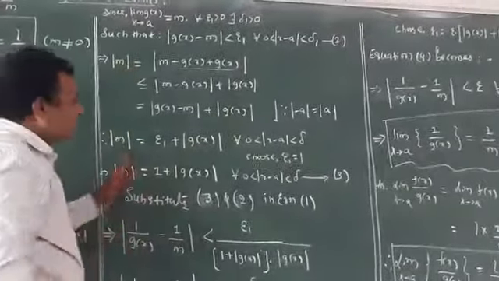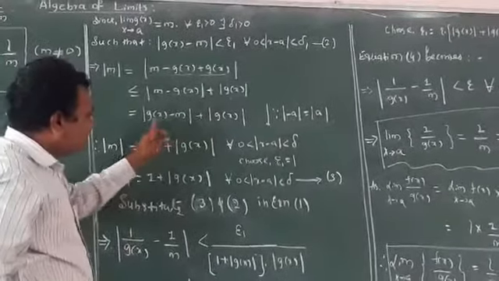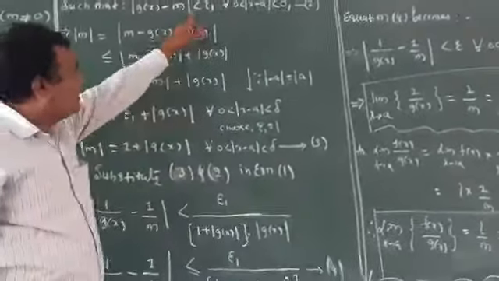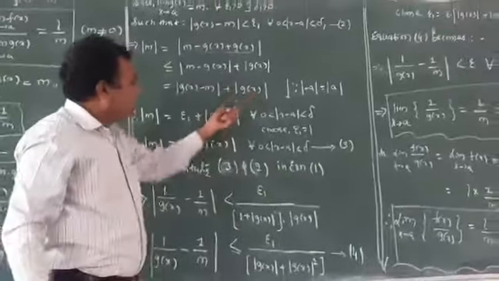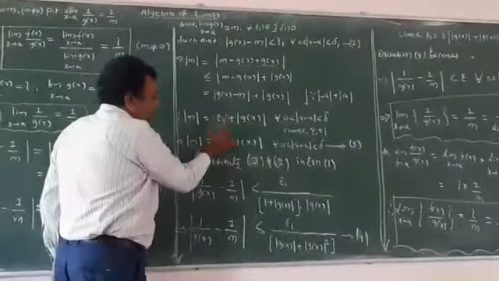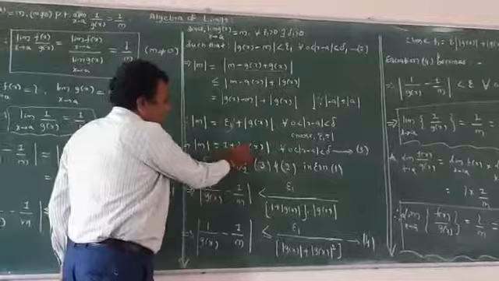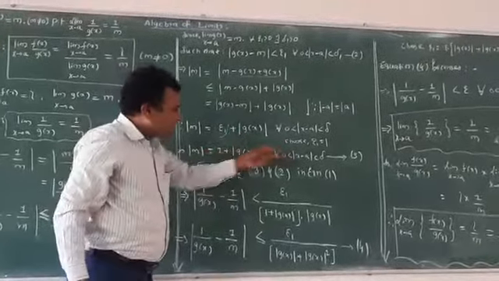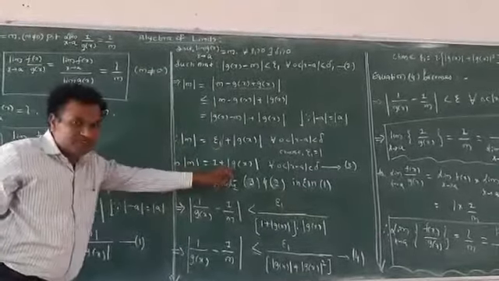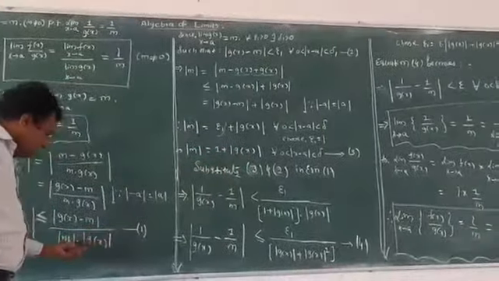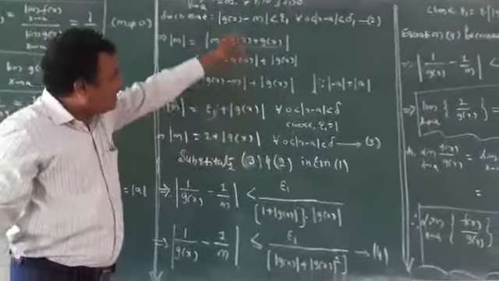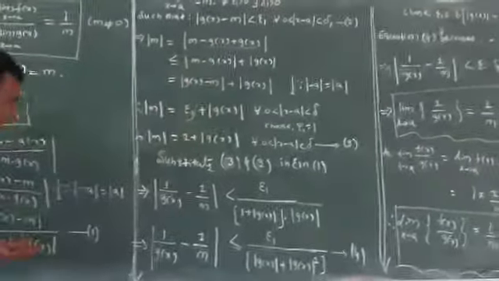Therefore, modulus of m is, we are considering this modulus of g of x minus m, that is epsilon 1. That is epsilon 1 plus modulus of g of x. Choose this epsilon 1 value as 1, so it becomes 1 plus modulus of g of x. Call this equation number 3. So this is modulus of m equals 1 plus modulus of g of x. That value we have to substitute in modulus of m. Substituting these two values, 2 and 3, in equation number 1.